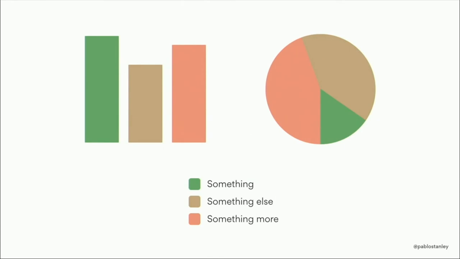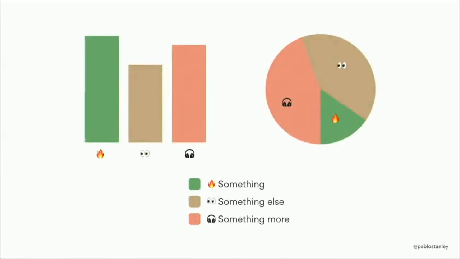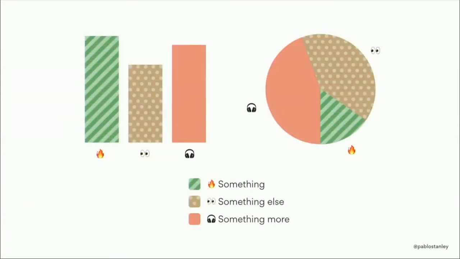Another thing, graphs. Here it's really, really hard to match these colors to these colors. I don't know which one is which. So really easy, just use an icon, and then suddenly they even look better. Now I can tell you that the fire is over here, the eyes are over there, and if you want to go even a step further, just add a little bit of texture. The texture really helps. It makes it way more obvious.